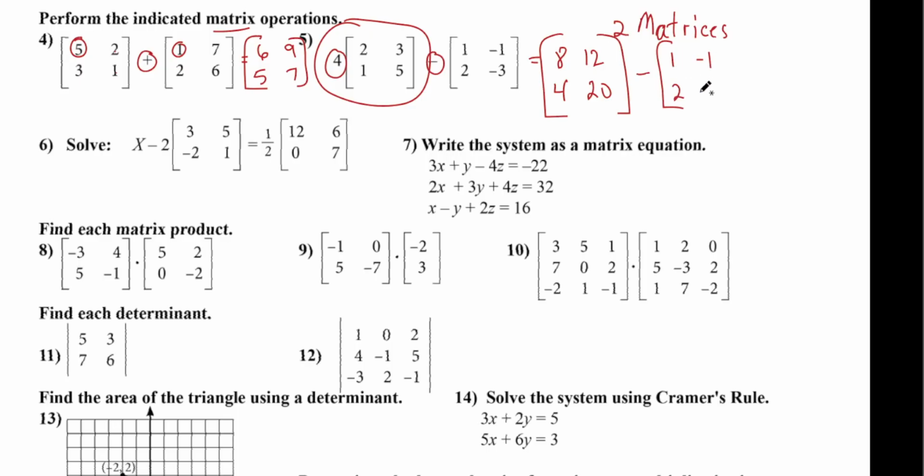-1, 2, -3. Okay, so let's do it. It's just like this, except it's subtraction this time. So it's 8 minus 1, which is 7. See, that's that first row, first column. We're going to put it there. Let's do this one, first row, second column. 12 minus negative. What's 12 minus -1? 13. Okay? And then 4 minus 2. And then 20 minus -3, which is 23.